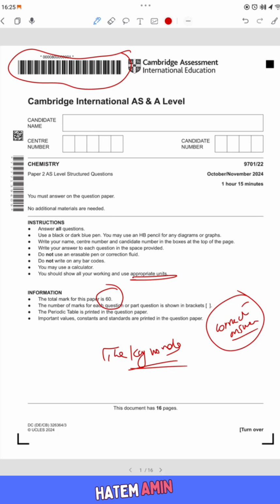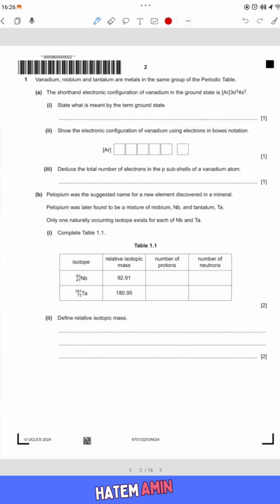Let's start directly with question number one. Vanadium, niobium and tantalum are metals in the same group of the periodic table. The shorthand electronic configuration of vanadium in the ground state is argon, then 3d has 3 electrons, and 4s has 2 electrons. State what is meant by the term ground state.